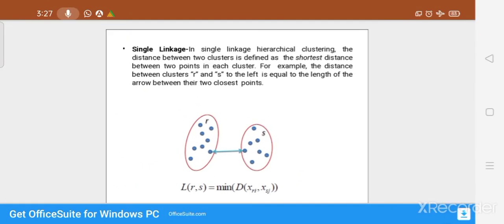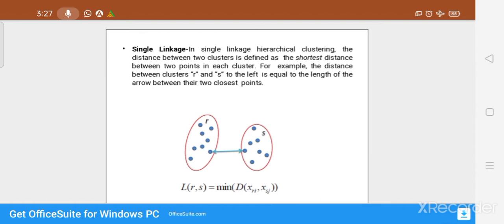In this lecture, we will see different types of linkage in hierarchical clustering. So first is the single linkage. So what is single linkage? The distance between two clusters is defined as the shortest distance between two points in each cluster.